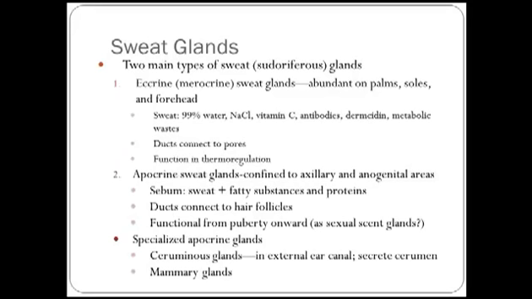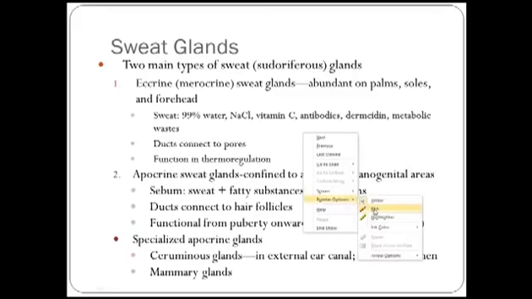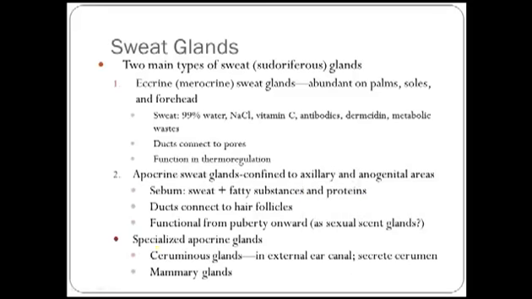And then we have some other specialized types of apocrine glands down here. Those two specialized apocrine glands would be ceruminous glands. Cerumen means earwax. That is a fun special name for earwax. So those would be the glands in your ears that make earwax. And then the other ones are mammary glands. Mammary glands are specialized apocrine glands that produce breast milk.